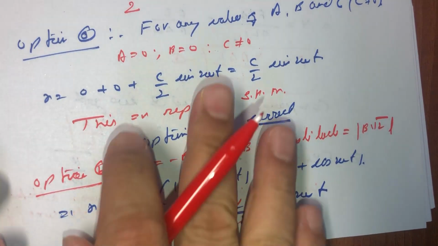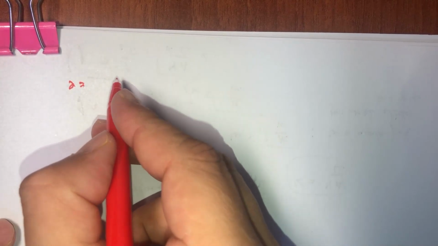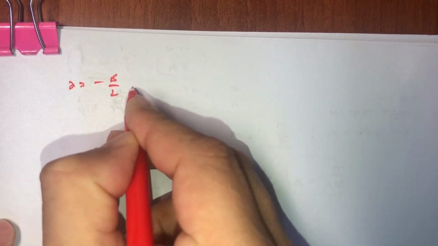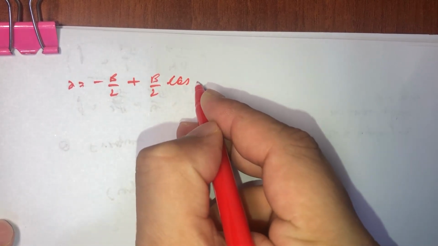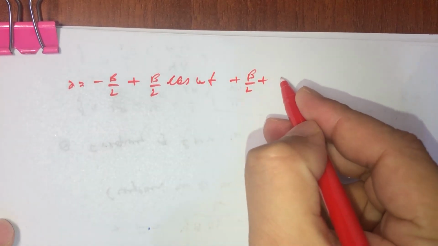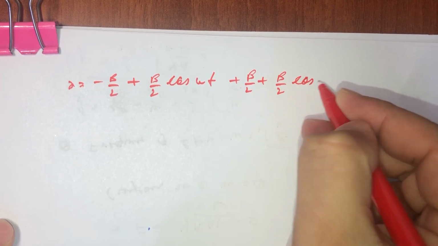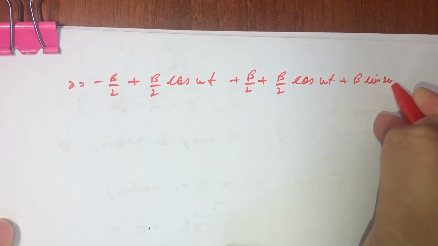So this 2 and 2 cancel out, and you can write that our x will be equal to, opening the bracket, minus b by 2 plus b by 2 cos 2 omega t plus b by 2 plus b by 2 cos 2 omega t, and finally it will be b sine of 2 omega t.